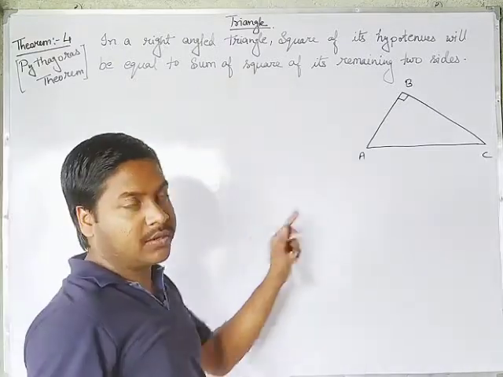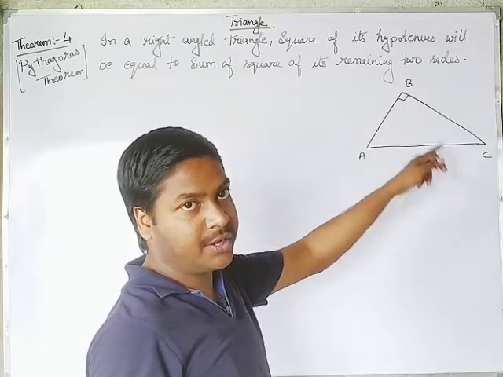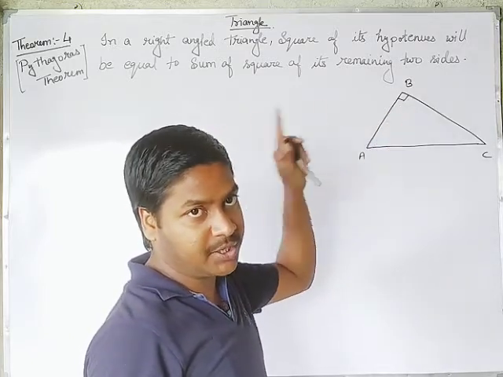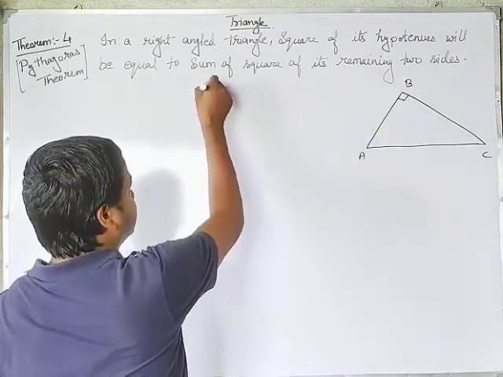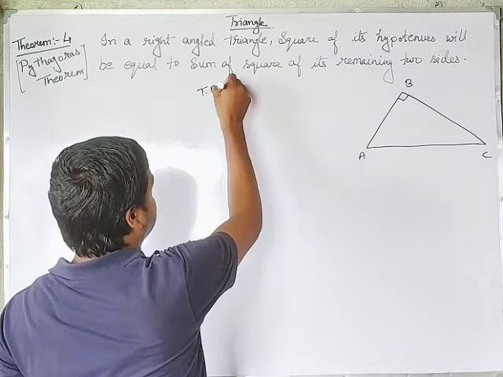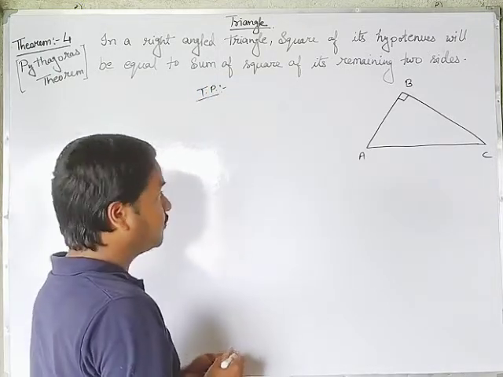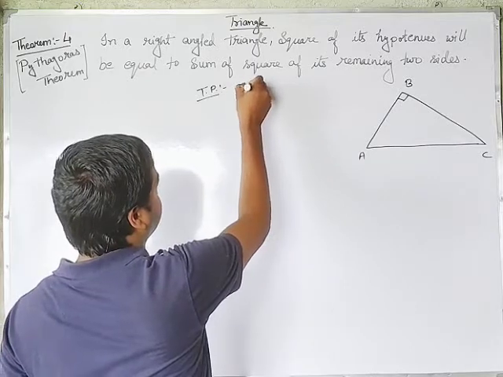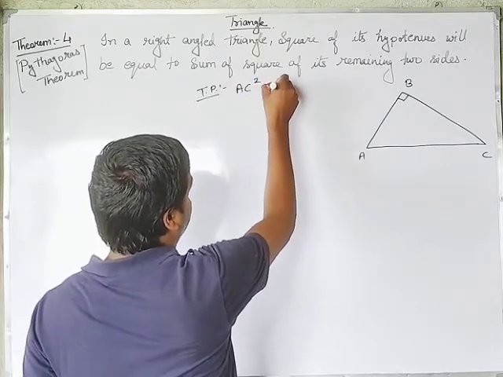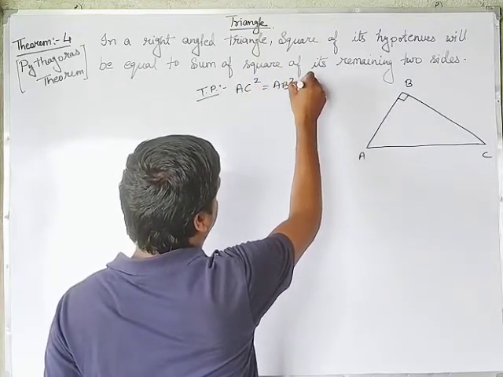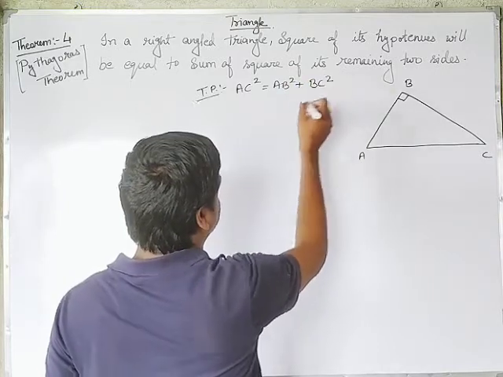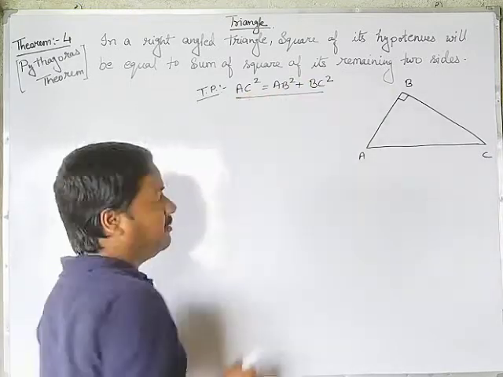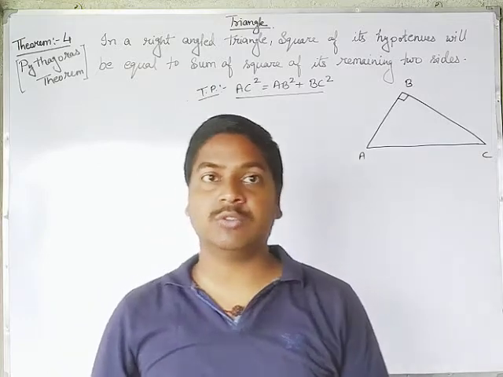What is given here is that ABC is a right angle triangle in which angle B is equal to 90 degree. I will write the to prove part. We need to prove here that AC square is equal to AB square plus BC square, or we can write AB square plus BC square is equal to AC square.